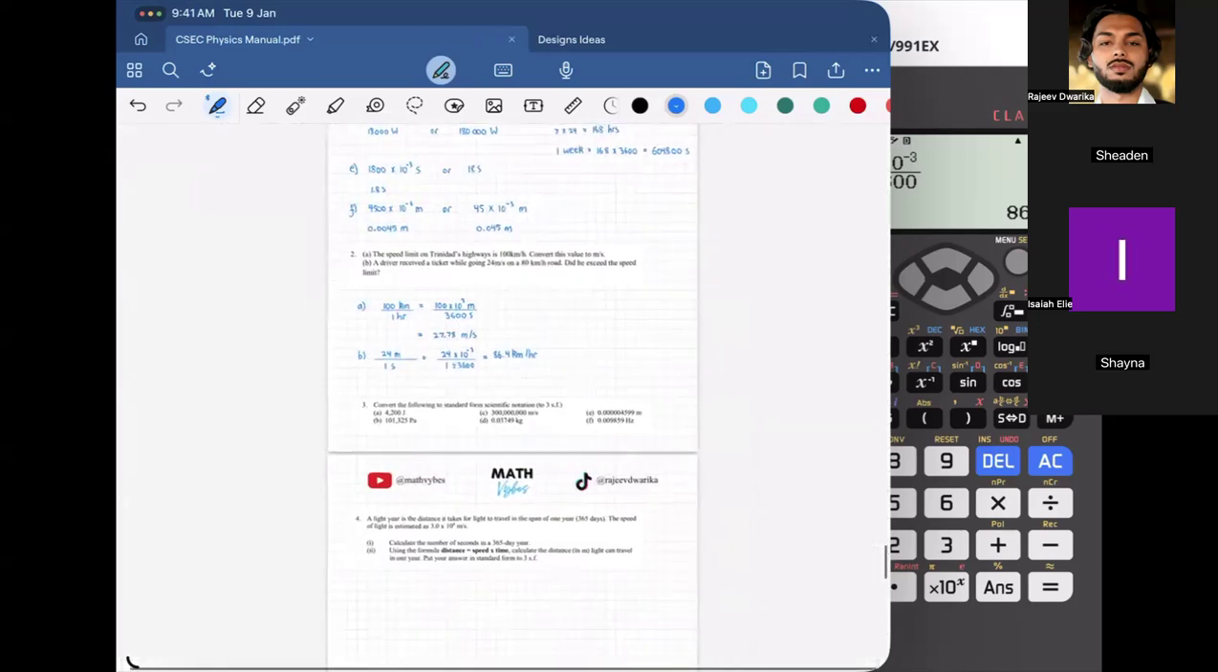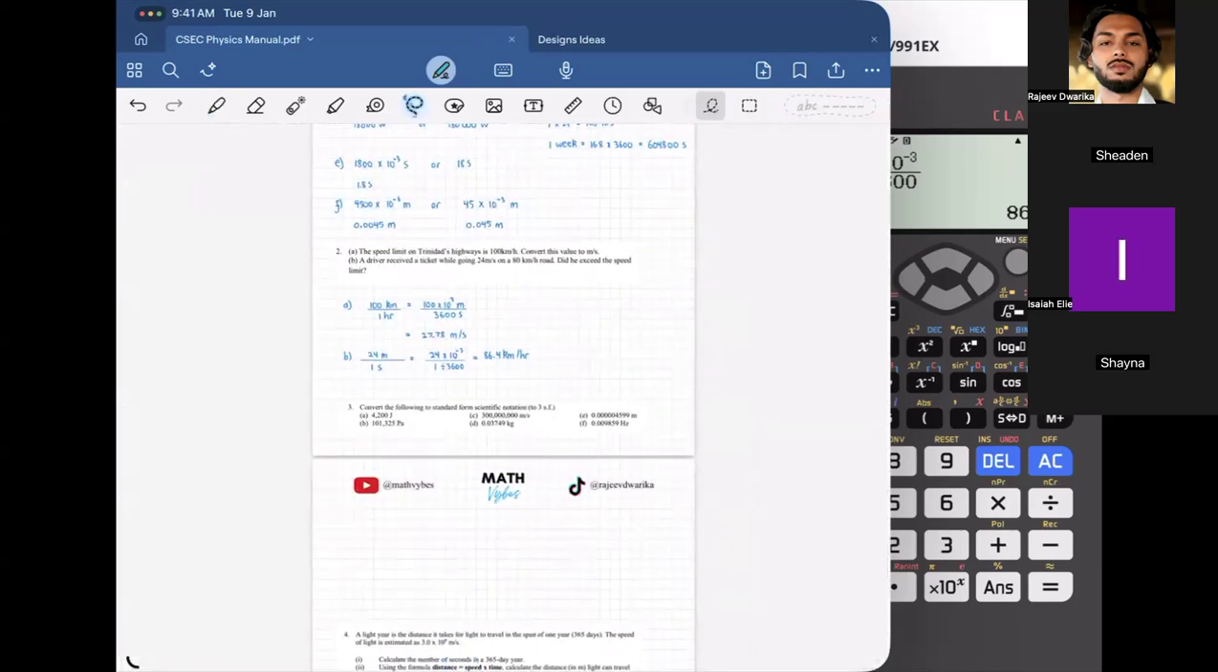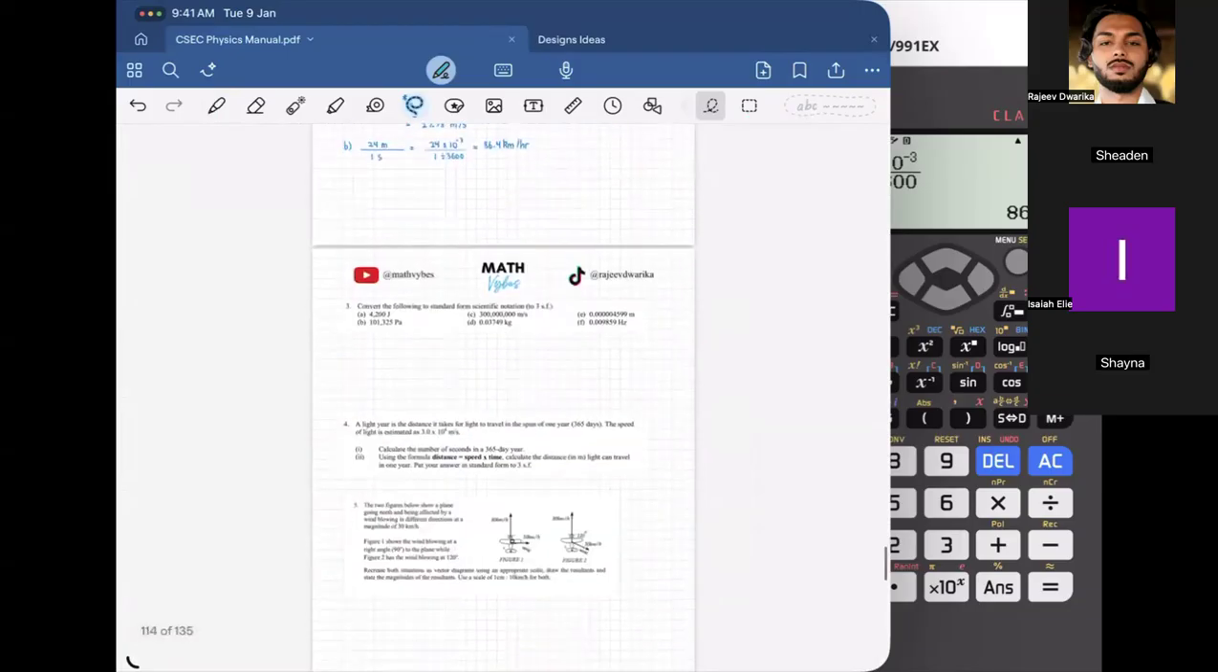Okay. So this was easy. This is an easy question, and that could come for the exam. All right, question 3.